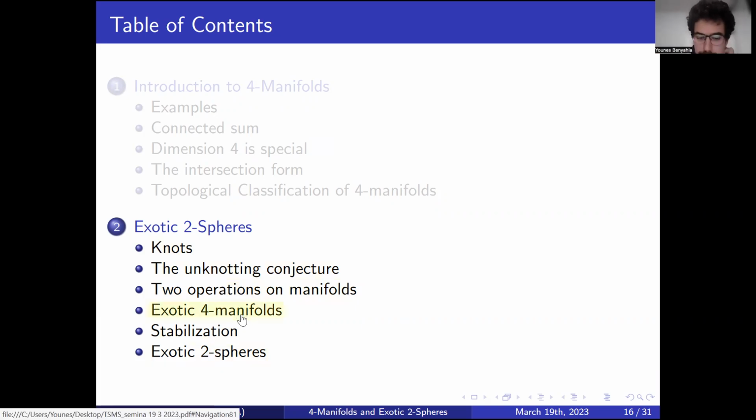We will talk about the exotic four manifolds that we have seen earlier in part one, the infinitely many smooth structures on K3. And we will talk also about their stabilization, like the fourth theorem. And finally, we will use all this that we have seen to get some exotic two spheres.